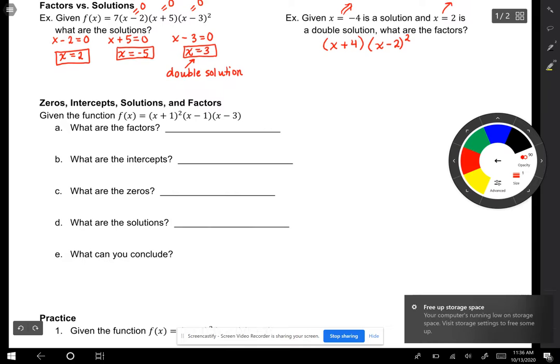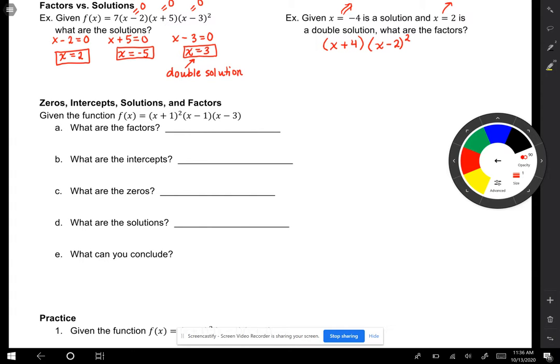Okay, now for this first page, we are going to be given functions and we're going to answer the prompts. Given the function f of x equals (x plus 1) to the second power times (x minus 1) times (x minus 3), what are the factors? So the factors are just what is in the parentheses. So the factors are x plus 1, x minus 1, and x minus 3. And honestly, you could put the squared here. It's not going to matter. It's still the factors are just what's inside the parentheses.